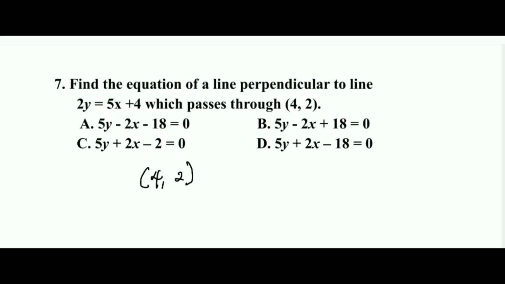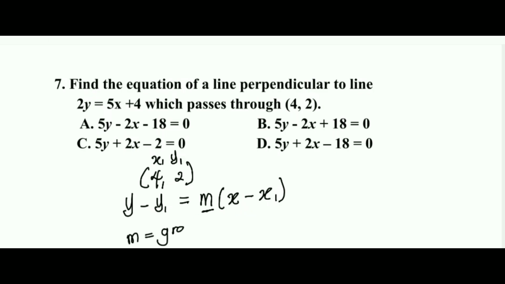Now please take note, when you're looking for the equation of a straight line that passes through one point, you use this formula: y minus y1 equals m into bracket x minus x1. The points provided are 4 and -2, so you call this x1 and you call this y1. We would have just substituted in this formula, but we need the value of m. M represents the gradient of that line we are looking for.